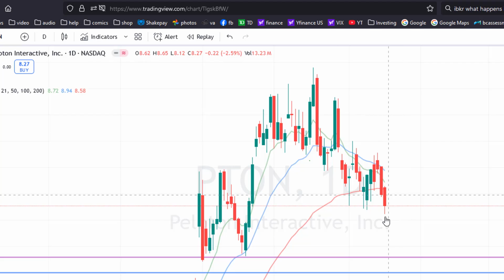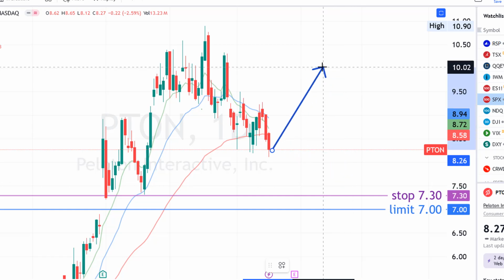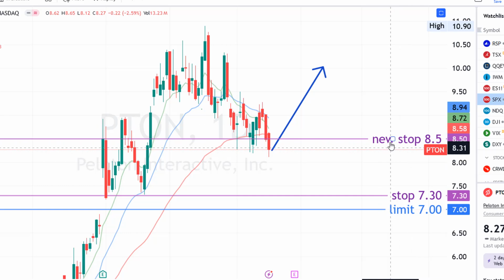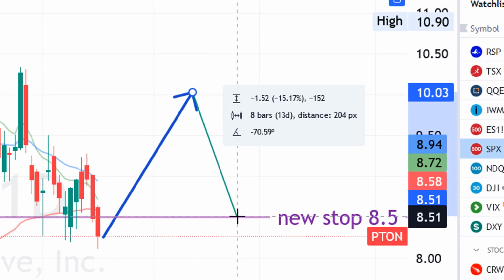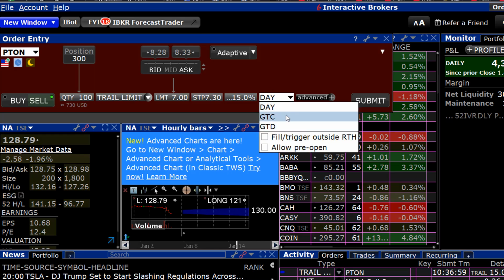And all that means is if Peloton goes up to like $10 before heading down, then the stop would be raised to 8.5 because 8.5 represents a 15% drawdown from $10. And instead of expiring on the day, I will choose good till cancel.